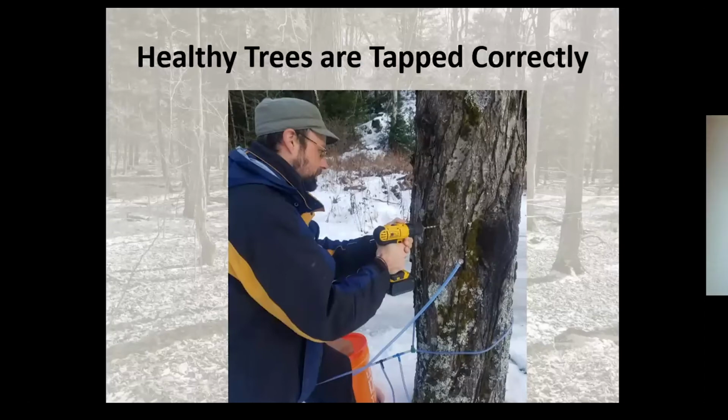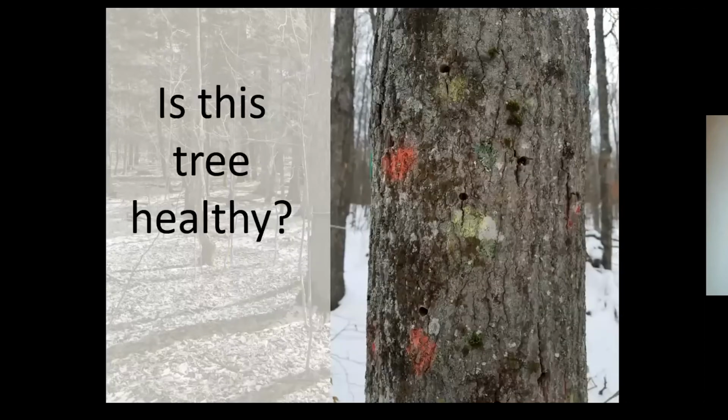I know we're running out of time here, but I'm just going to quickly wrap up. To have healthy trees as sugar makers, the ultimate thing is a healthy tree, and we need to tap them correctly. If you're over tapping your trees or not tapping your trees correctly, you're not going to have healthy trees. So that's where we really need to start, ultimately: tap our trees correctly.